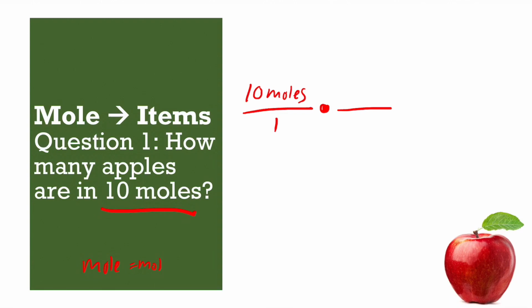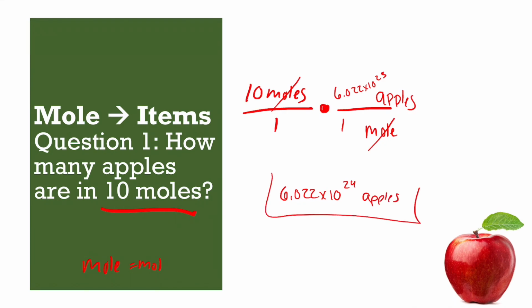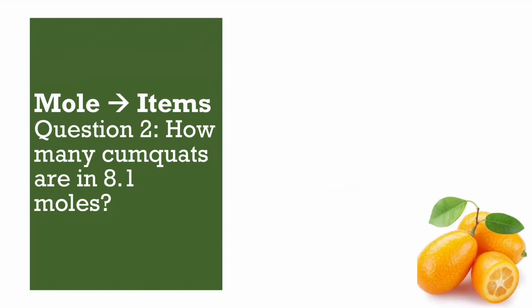Okay, so we want moles to cancel out, so moles goes on the bottom, and we're looking for apples. We know in 1 mole, you have 6.022 times 10 to the 23 apples. So moles cancel out, and when you plug it into a calculator, 10 times 6.022 times 10 to the 23rd, you get 6.022 times 10 to the 24. Remember, your unit is apples. So it works just like what we did in the last video, but now the numbers look a little bit weird. And that's it.